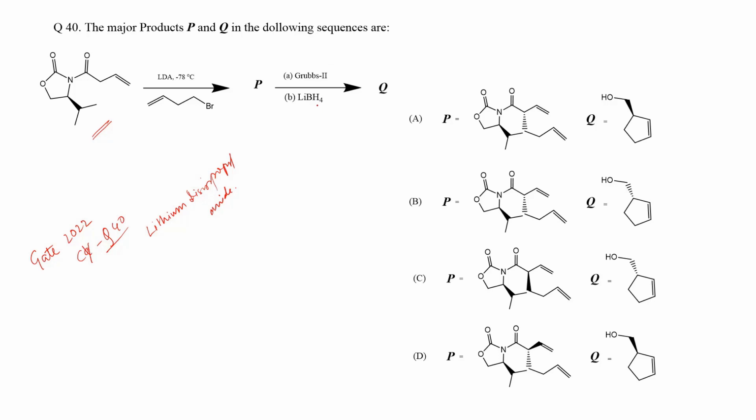Now the question is actually a very simple question. Since the base is given, you can easily understand that the base will abstract this alpha hydrogen and form the enolate ion. Then that enolate will attack this alkyl bromide, only alkylation, to form P. Then it will undergo olefin metathesis by Grubbs second generation catalyst, and then reduction by lithium borohydride. We cannot know the options without evaluating this question, so let's start.